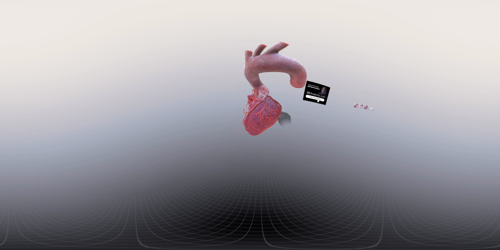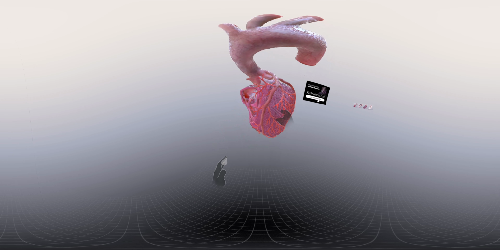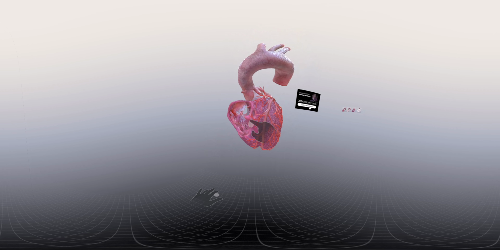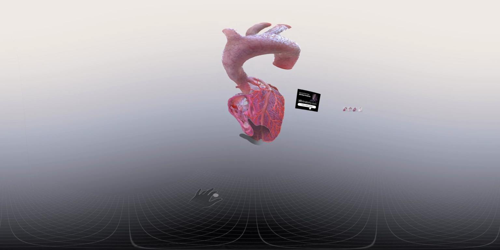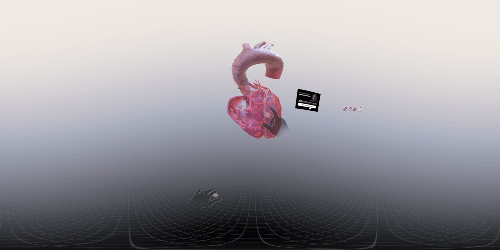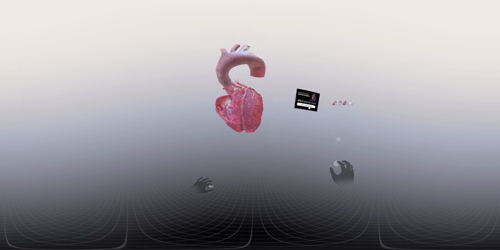Following the course of the anterior interventricular artery, we can see that it sends branches toward the heart's anterior wall. These are known as the anterior ventricular branches of the anterior interventricular artery.